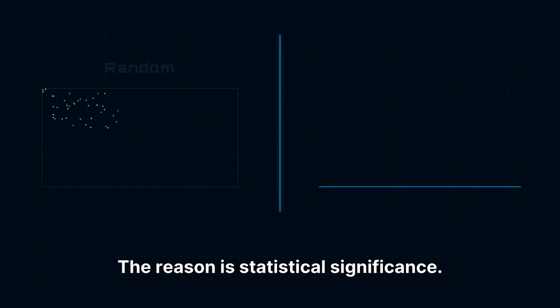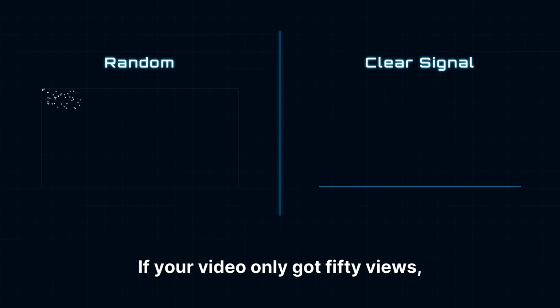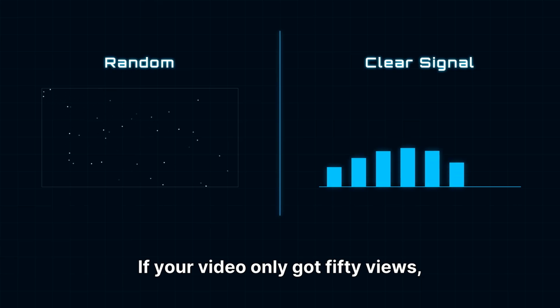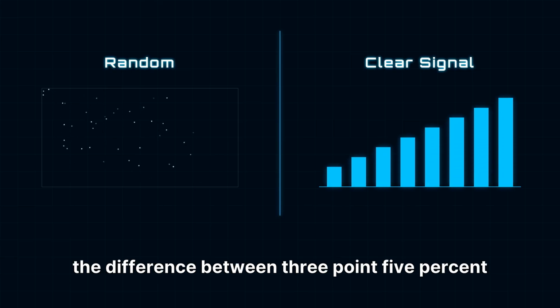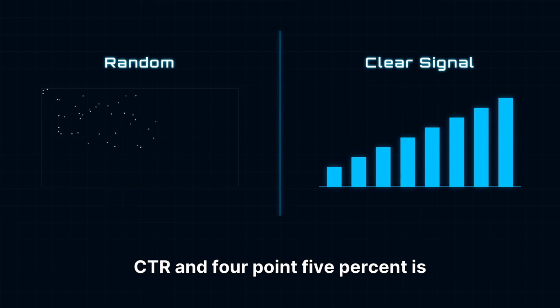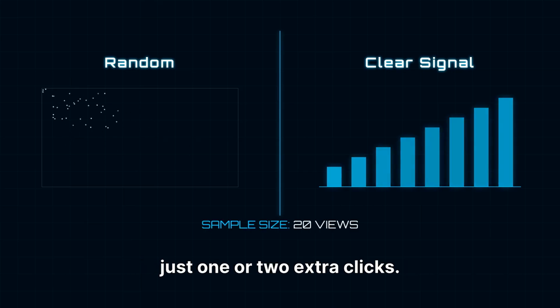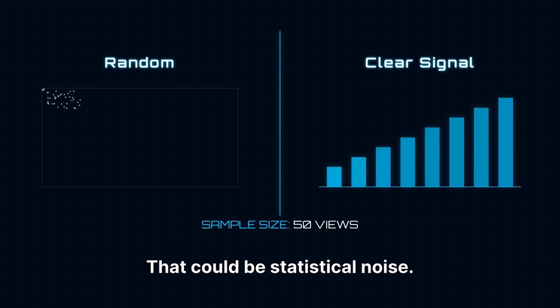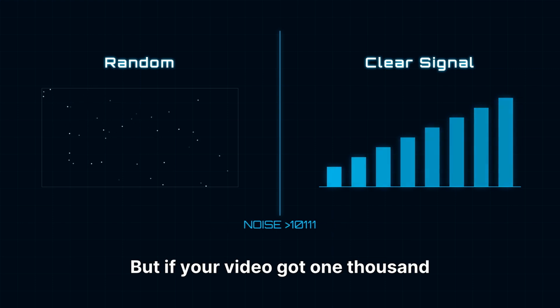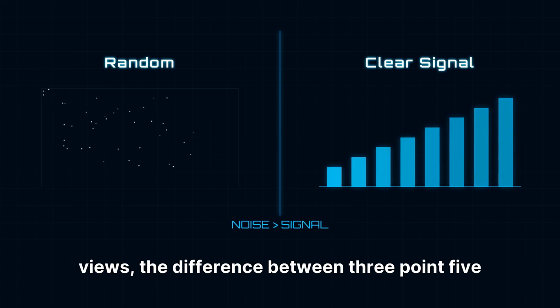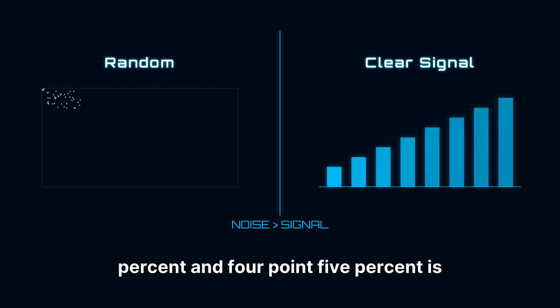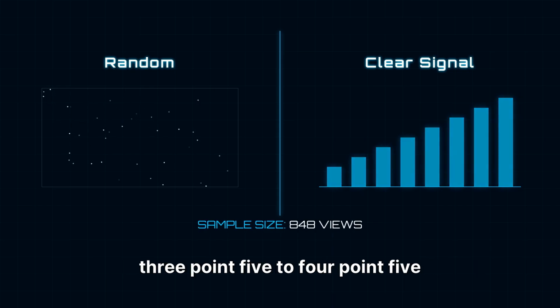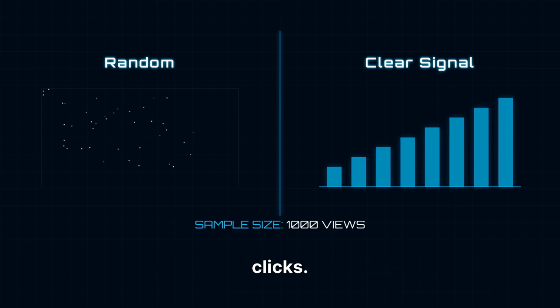The reason is statistical significance. If your video only got 50 views, the difference between 3.5% CTR and 4.5% is just 1 or 2 extra clicks. That could be random. That could be statistical noise. But if your video got 1,000 views, the difference between 3.5% and 4.5% is 3.5 to 4.5 clicks.